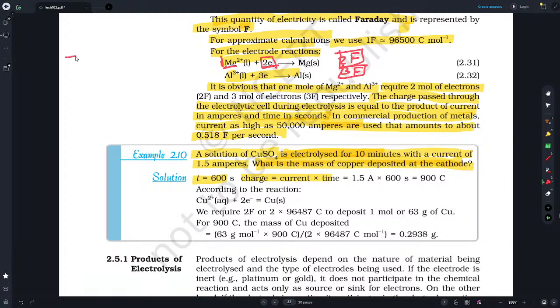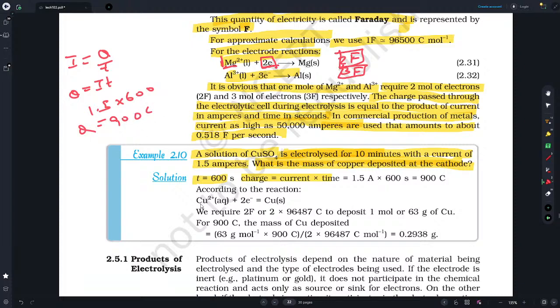Now I equals Q by T and Q equals IT. Charge equals current times time, which is 1.5 times 600, and the value we get is 900 coulomb, which is the charge.